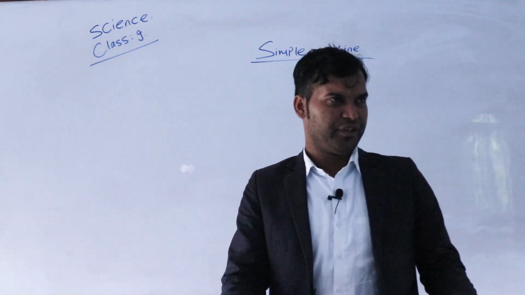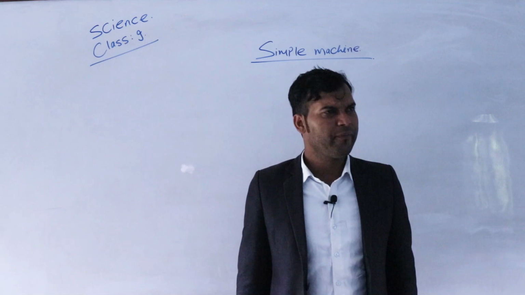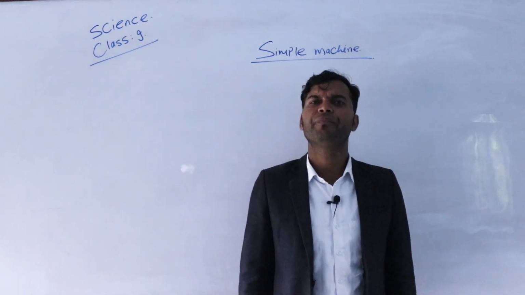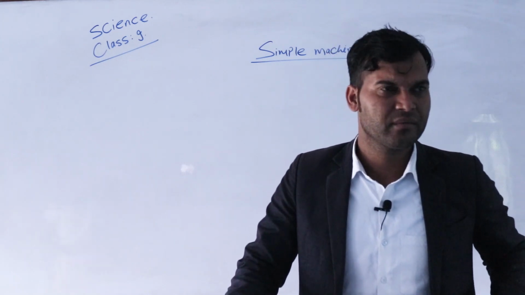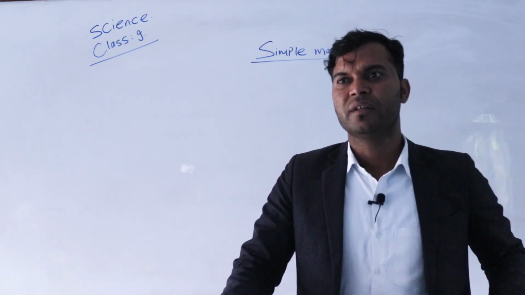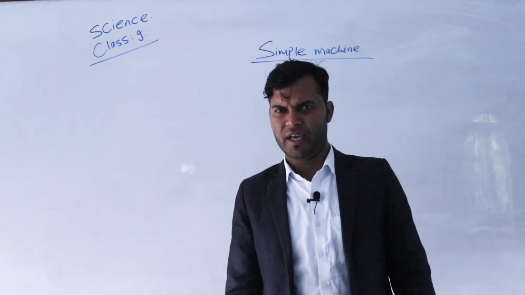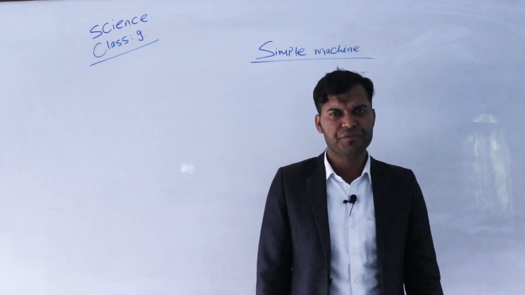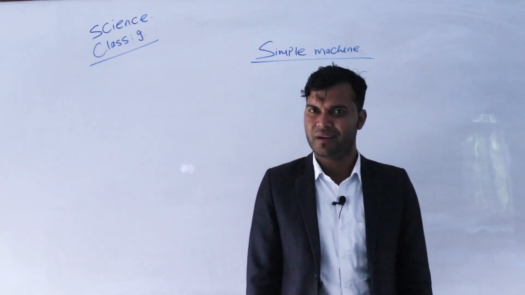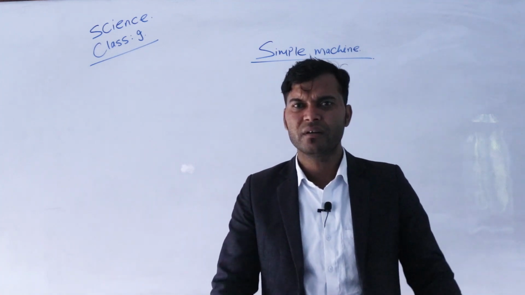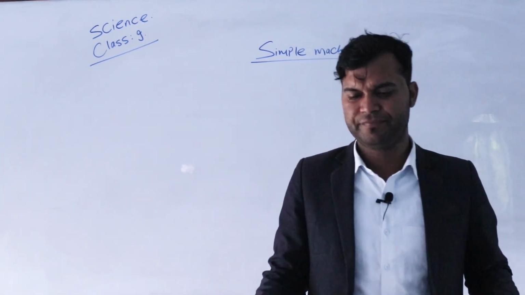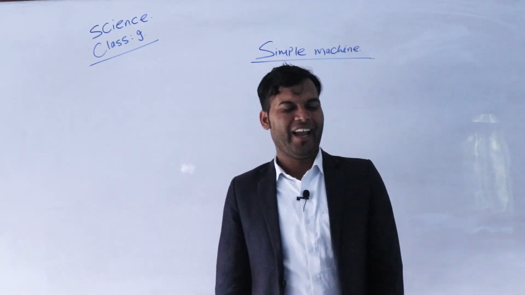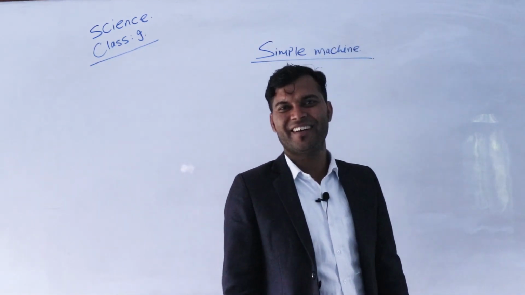Some effects of simple machines are that they change the motion of an object and they change the direction of an object, etc. We discussed this in our previous lesson, isn't it? We also discussed the types of machine.